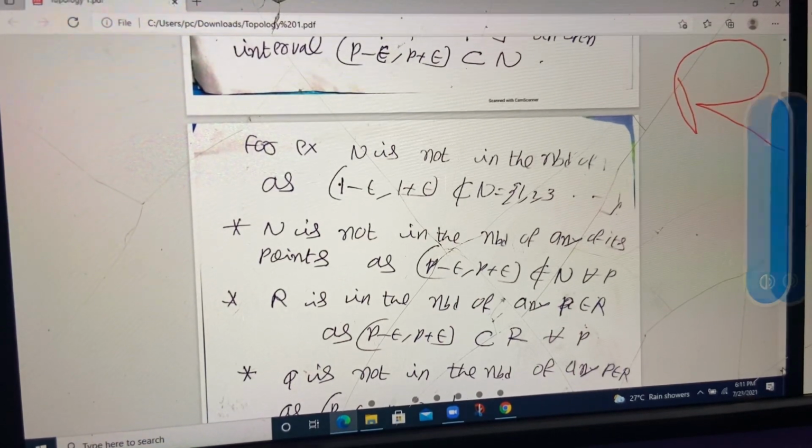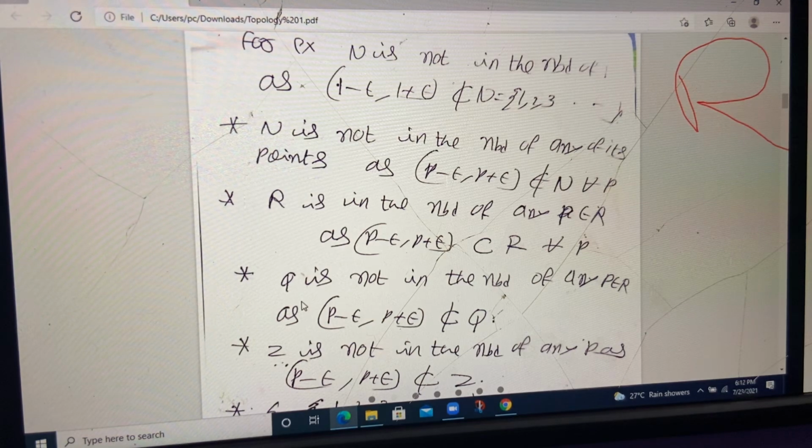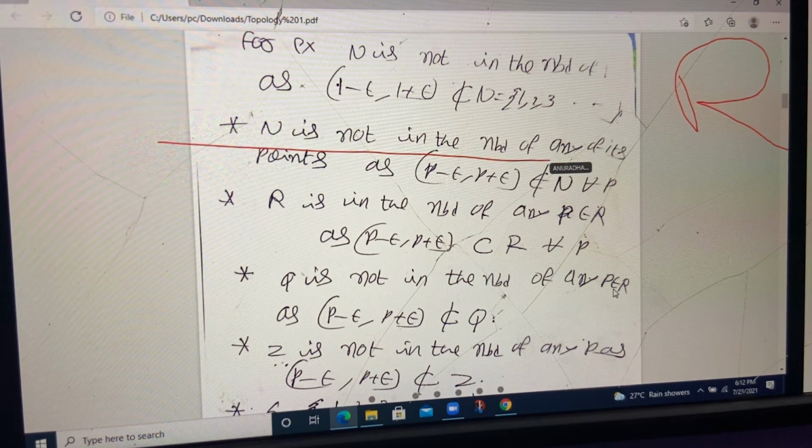Next, the rational number system. Is Q in the neighborhood of any point? The answer is Q is not in the neighborhood of any real number. We defined rational numbers yesterday also. Rational numbers are those of the form P by Q, where Q is not 0. Irrational means numbers which do not have perfect roots, like root 2, root 3, and so on.